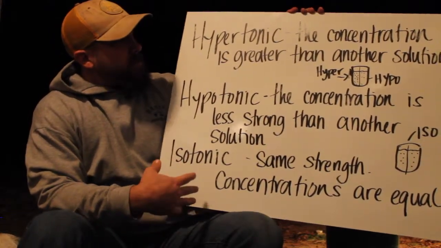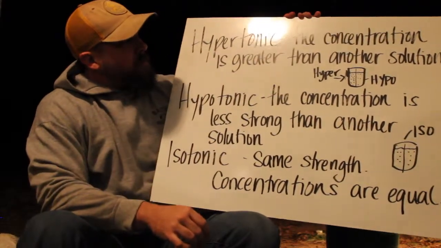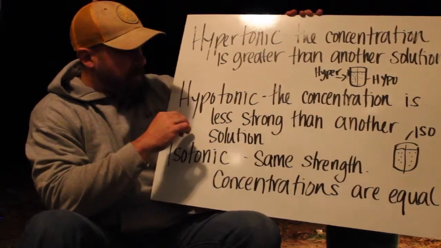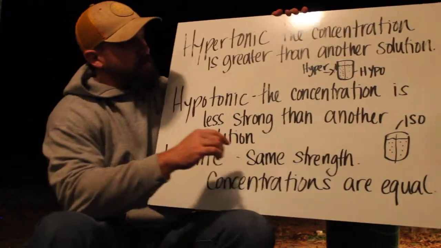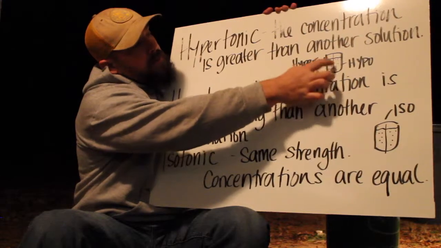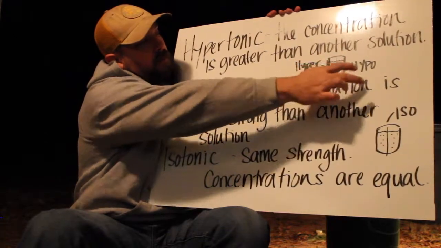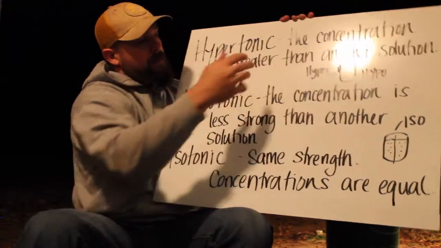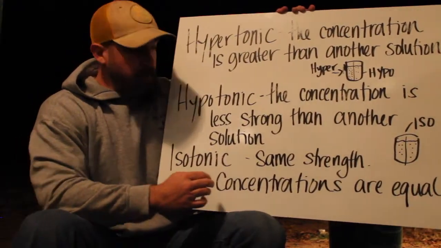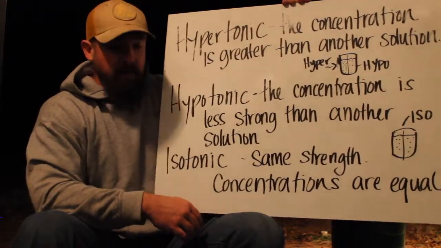When you're talking about concentrations, you have three kinds. Hypertonic: hyper means more, so the concentration is greater than another solution. Hypo means less, the concentration is less strong than another solution. So right here, the side of the barrier drawn down the middle with more molecules is hypertonic to the other side. This side is hypotonic. So these particles are going to move around, and eventually they will be isotonic to each other, which means the same strength. The concentrations will be equal, and this is important.